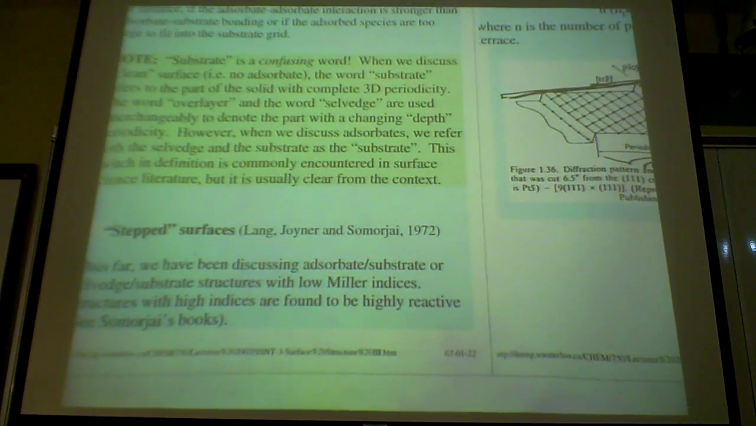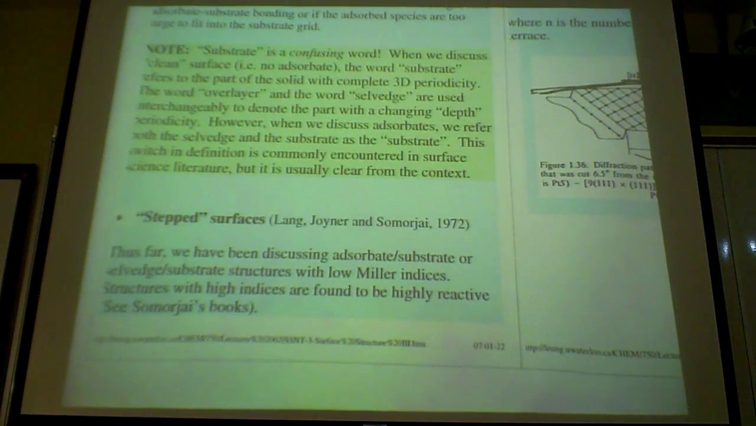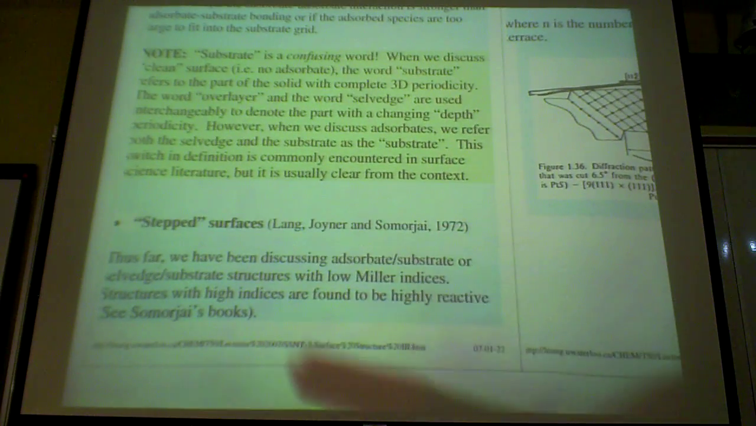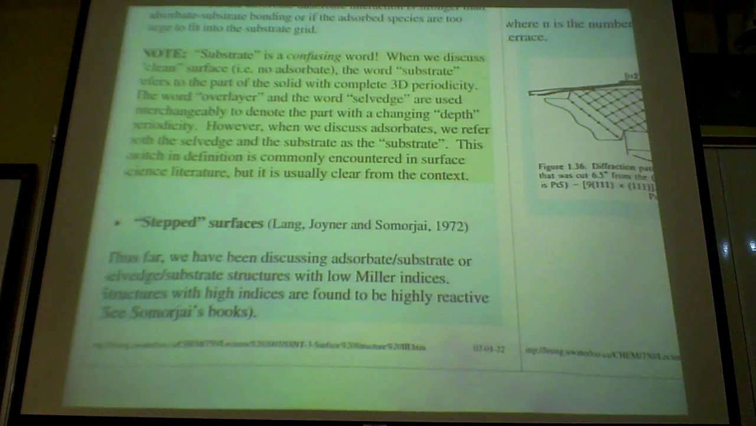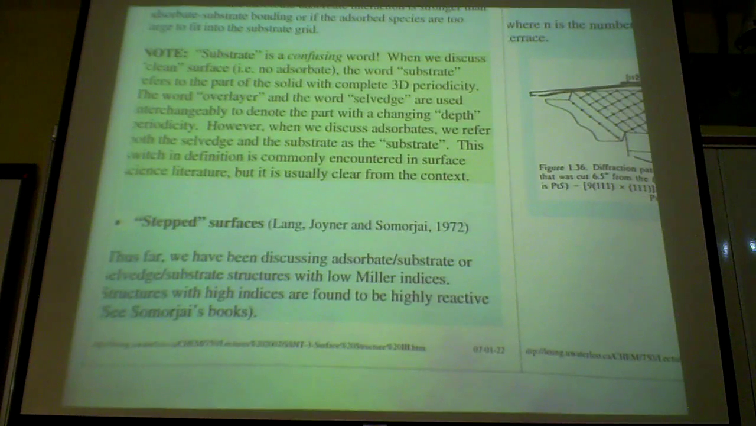So Somorjai was trying to study these step surfaces rather systematically, and his major thesis was that these step surfaces are very reactive. So if I can understand the reactivity of these highly reactive surfaces, then I can get a handle on understanding catalysis. That was basically the premise. He wrote two books, and the 1972 book really summarizes a lot of his data on step surfaces. Subsequently, I think 10 years later, he wrote a second book and again summarized and updated his work.